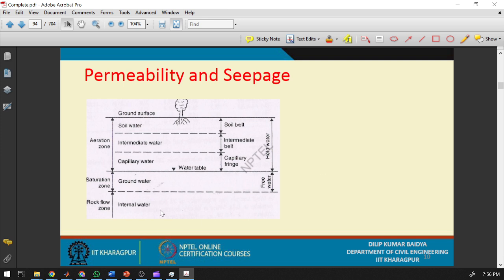The internal water, it means this water that is present inside the pores of the rock, bedrock. No, it is not structure. They're not talking about structural water here. They're talking about the water present in like the seams and crevices of the rock. It's called rock flow zone.